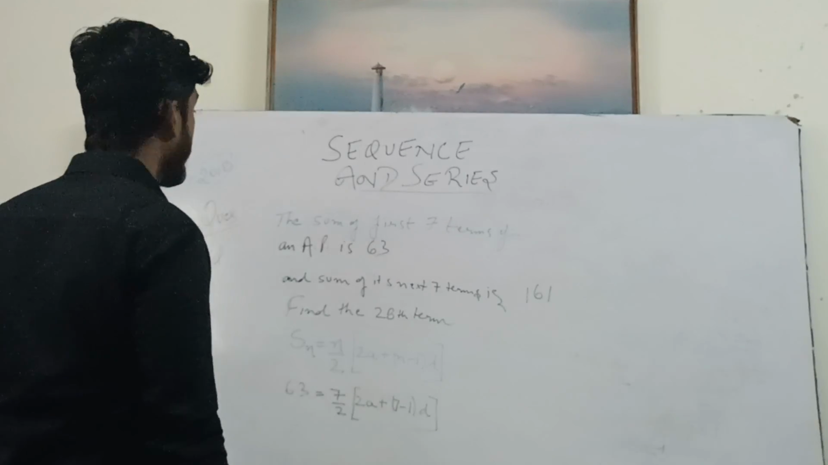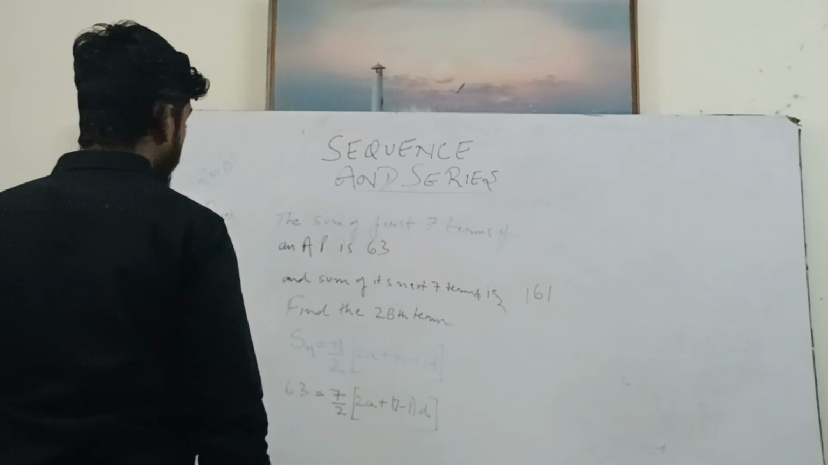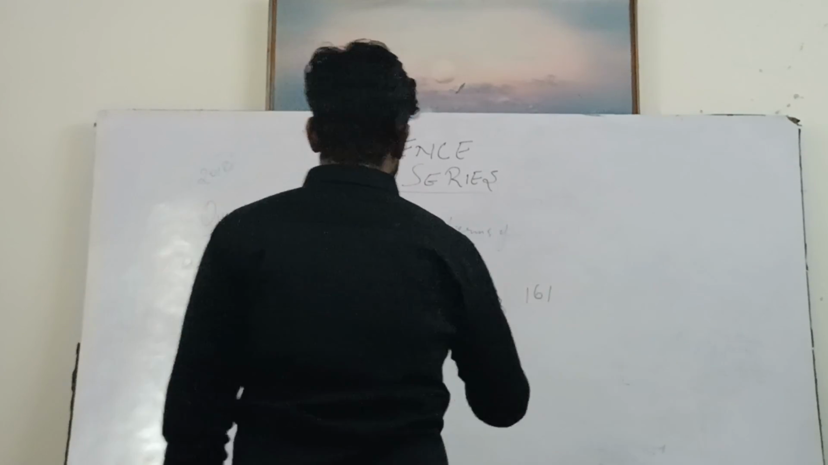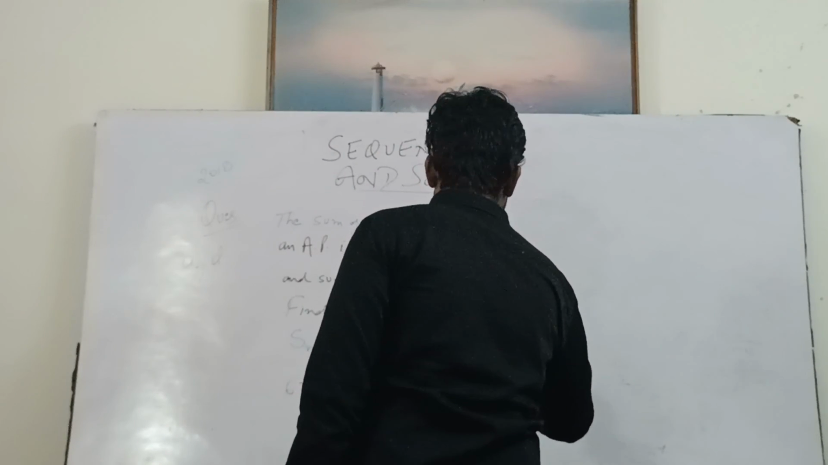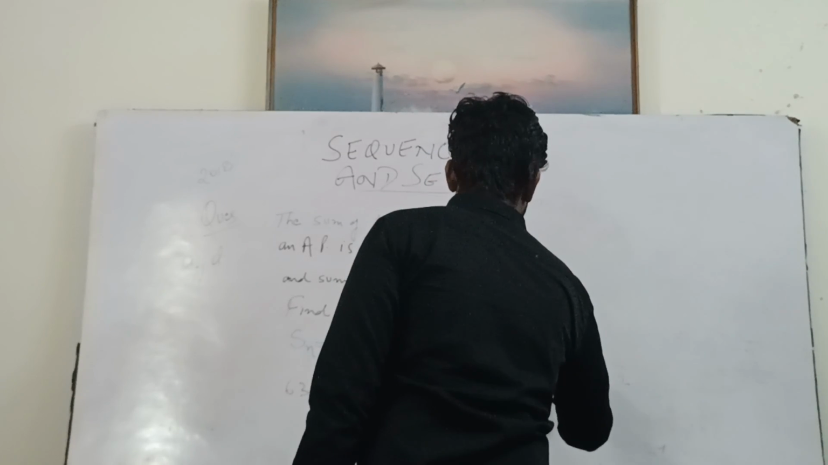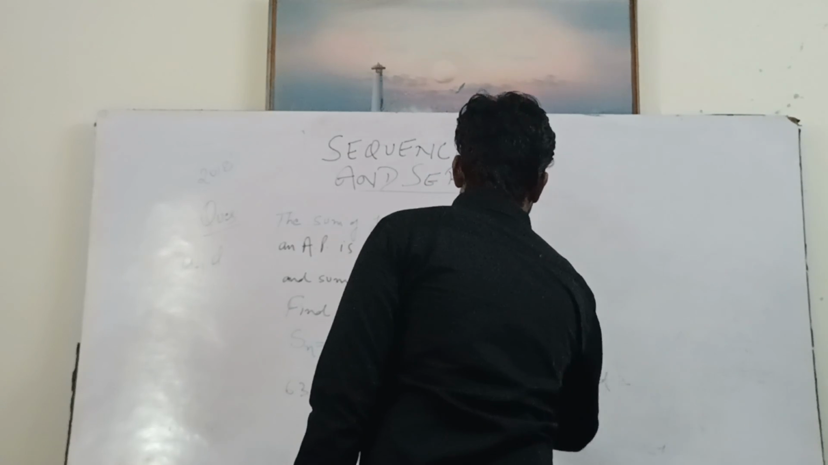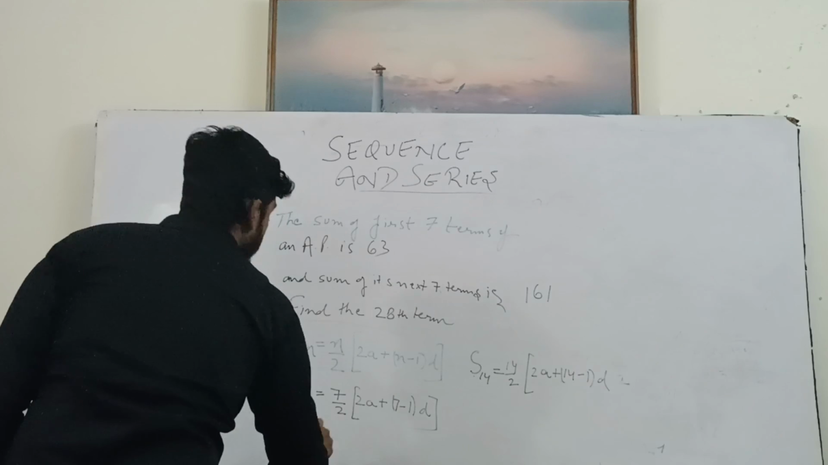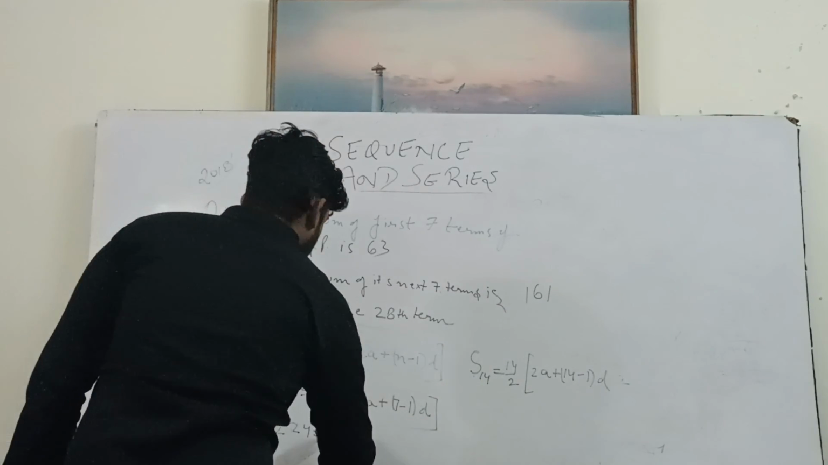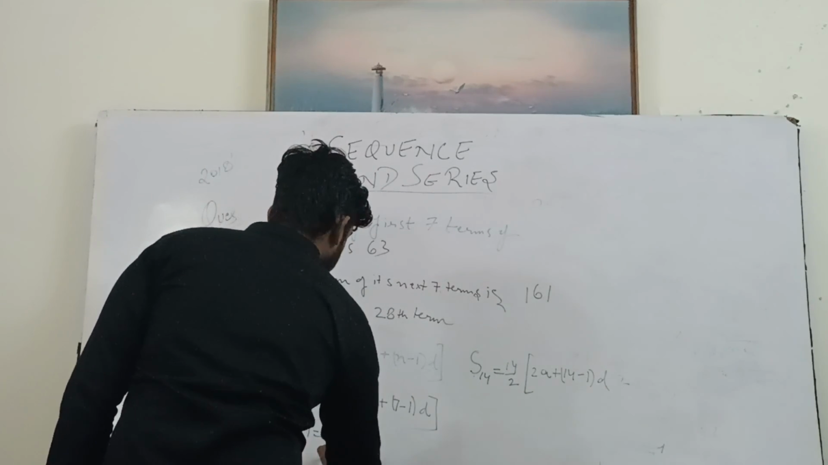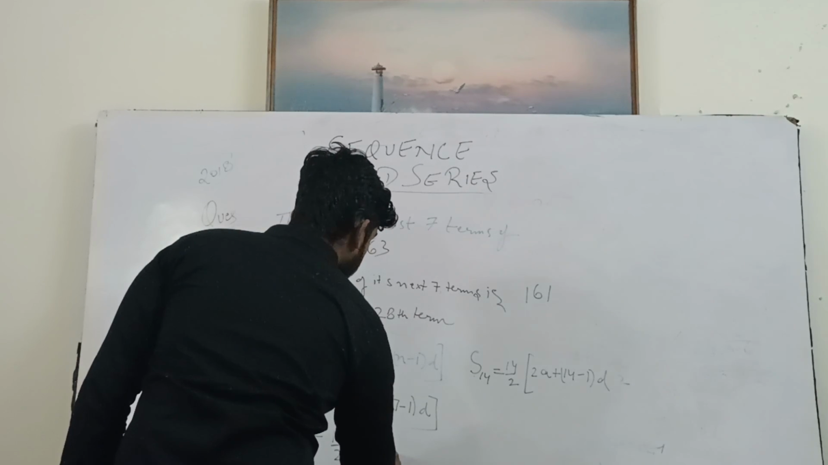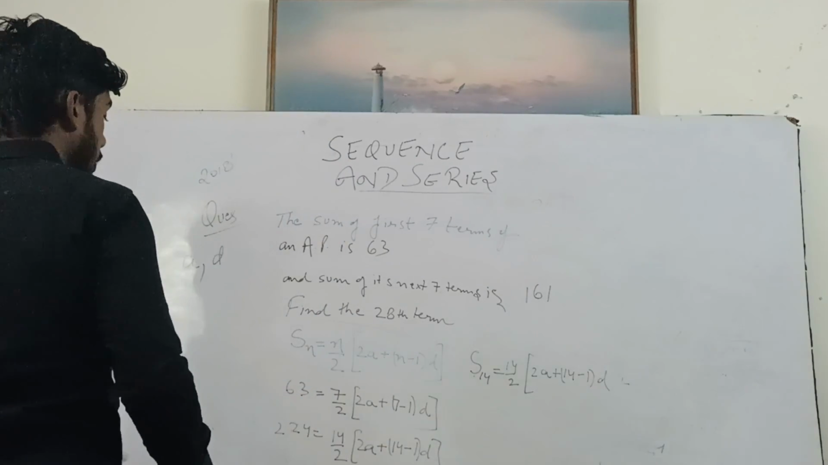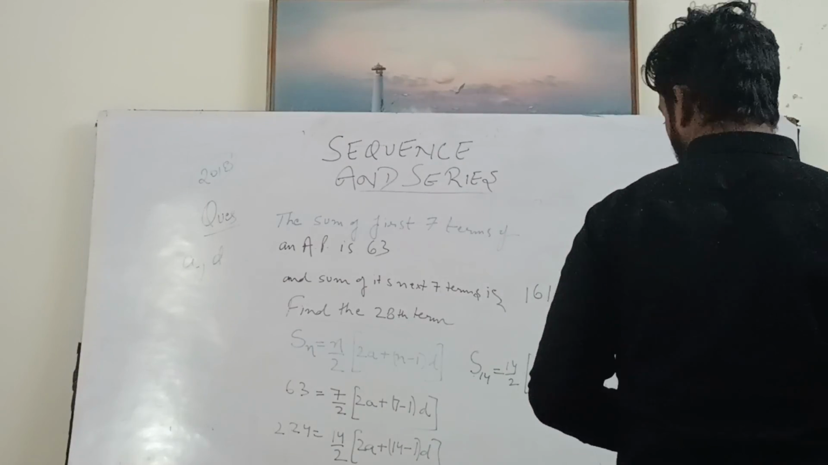Now, we calculated the sum of first 14 terms is 224. S14 is what? 14 by 2, 2a plus 14 minus 1 into d. What is S14 we calculated? 224. So let me write down this equation here: 224 is equal to 14 by 2, 2a plus 14 minus 1 into d. Two equations, two unknowns. Can you find a and d? Let's find this out.